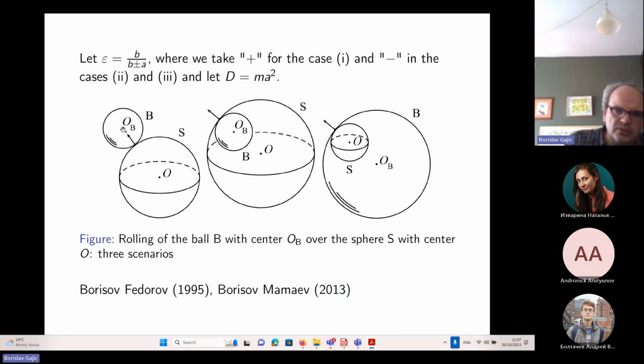Without the gyroscope, it was considered by Borisov and Mamayev, and Borisov and Fyodorov first proved that this system is integrable without the gyroscope. Only in the case when epsilon is equal to -1, which corresponds to the third case, does one get integrability. For other epsilons, there are no other integrable cases.